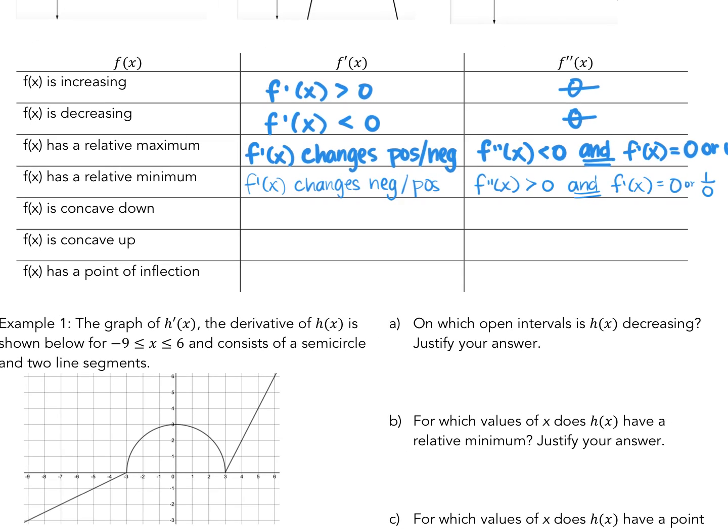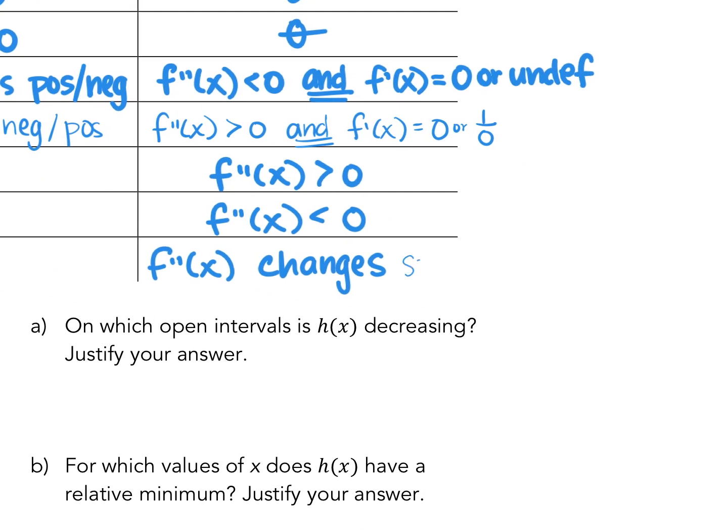Okay, concave up and concave down. We can't do anything of that, nor can we do anything with points of inflection with the first derivative. Those are only based on the second derivative. So concave up would be the second derivative being positive. Concave down would be the second derivative being negative. And a point of inflection would be the second derivative changes. It doesn't matter how it changes. It can change from positive to negative or negative to positive, but somehow from one to the other.